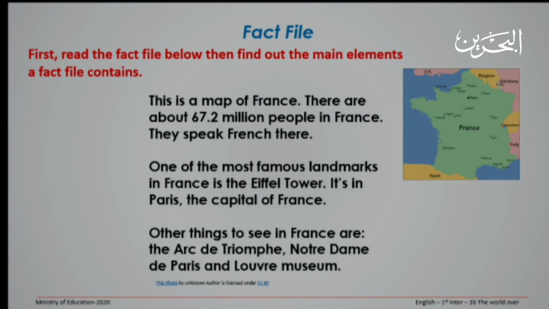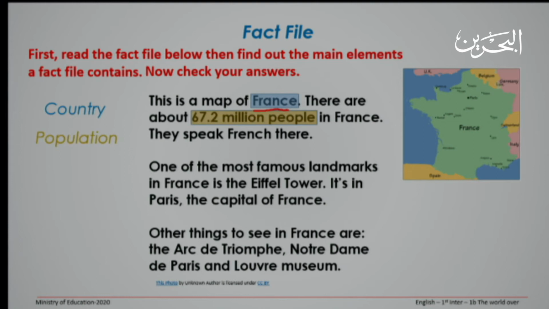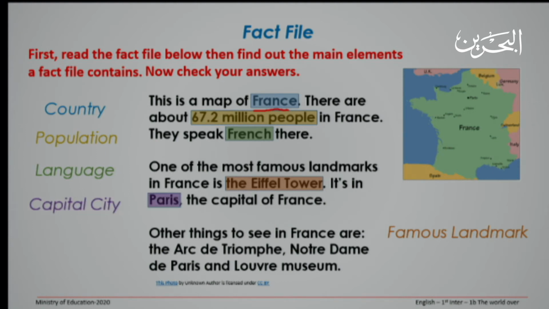So here you have, this is a map of France. So this is a keyword, France, which is the country. There are about 67 million people, which is the number of people living there. We call it population. And the next one is the language, French. In the second paragraph, you can find the Eiffel Tower, which is a famous landmark, and the capital city, which is Paris. And at the last paragraph, you have other things to see in France.